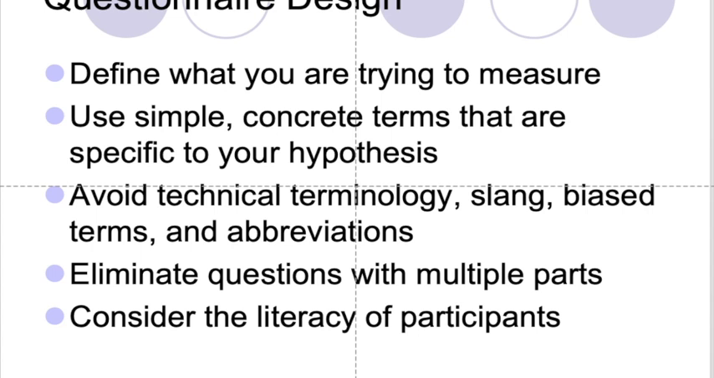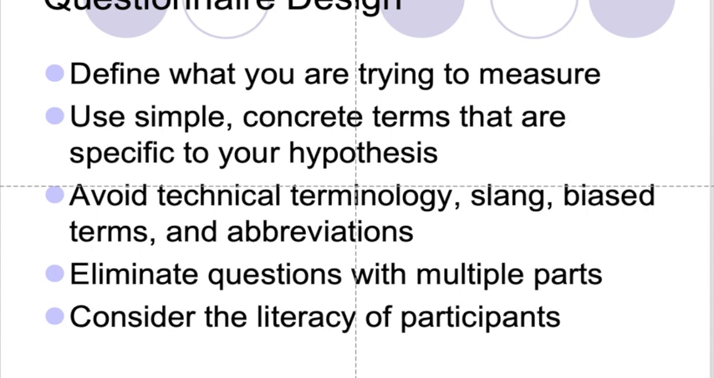You should be careful about multiple part questions. Those are called double-barreled questions, and I'll show you an example in just a second, where you ask two things in the same question, because your participants then won't know which one they're supposed to answer. More importantly, you should think about the literacy of your participants. If you're going to question children and they don't know how to read, you might need to use pictures.